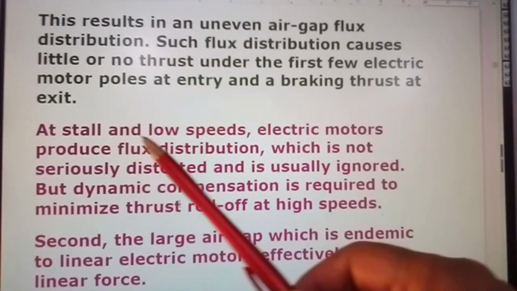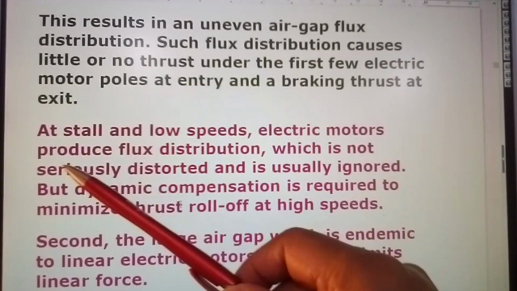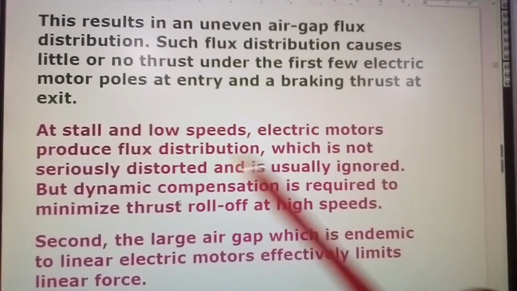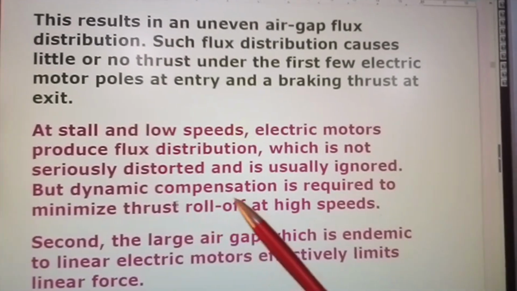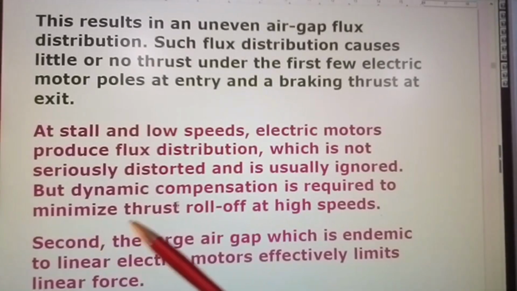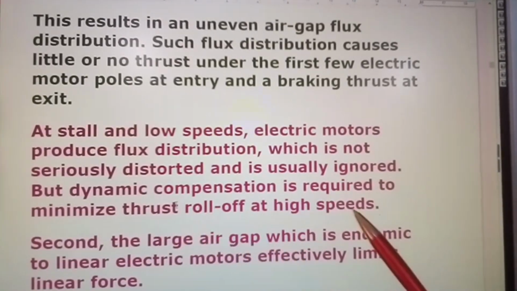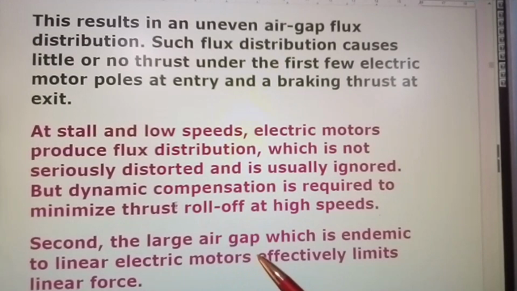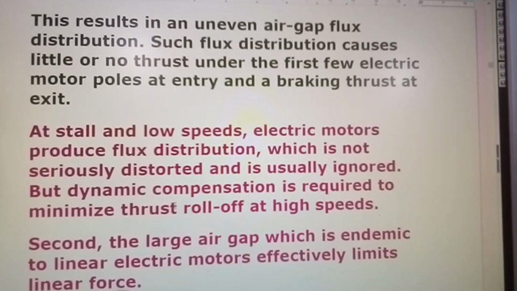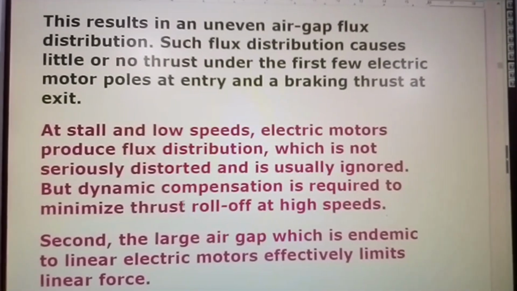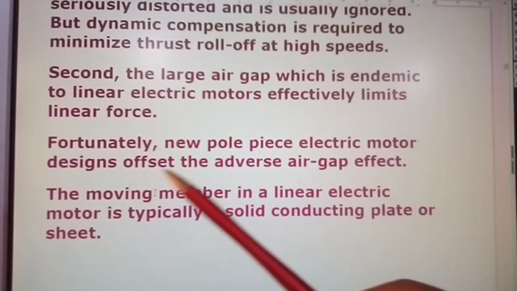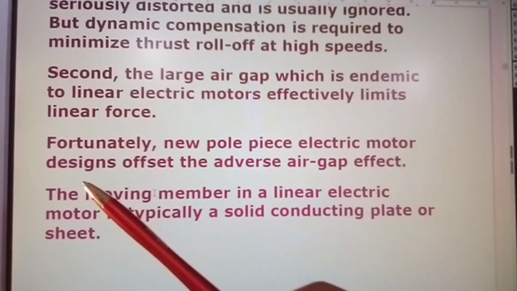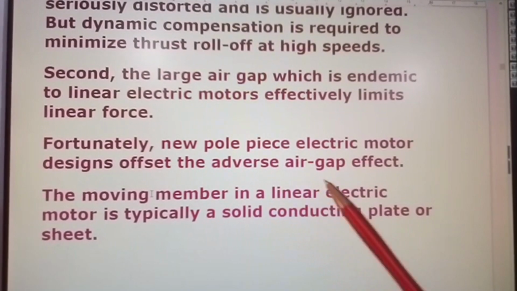At stall and low speeds, electric motors produce flux distribution which is not seriously distorted and is usually ignored. But dynamic compensation is required to minimize thrust roll-off at high speeds. Second, the large air gap, which is endemic in linear electric motors, effectively limits linear force. Fortunately, new pole piece electric motor designs offset the adverse air gap effect.